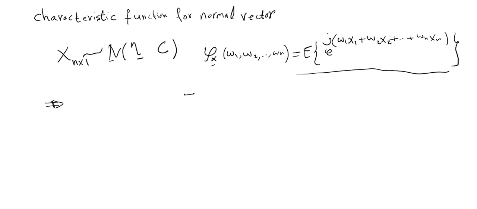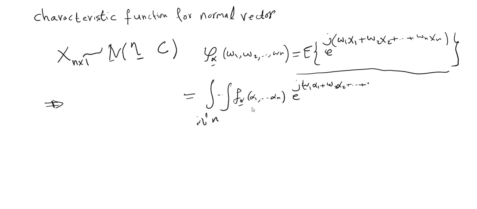If we want to compute this directly, we need to compute a multiple integral of the joint probability density function. Actually, it's like a multi-variable, multi-dimensional Fourier transform of the probability density function. But it's not easy to find this integral, and I'm gonna use another technique to compute this.